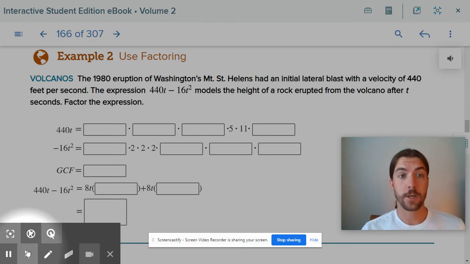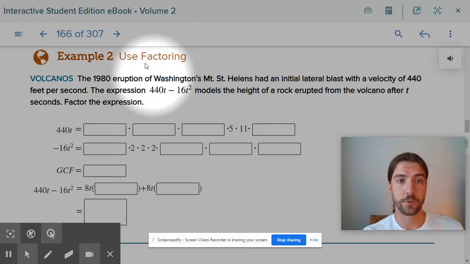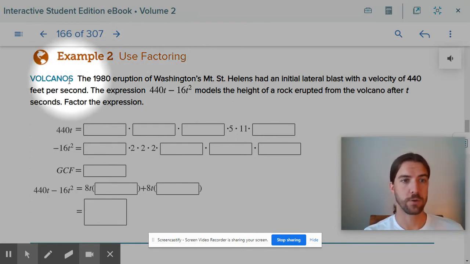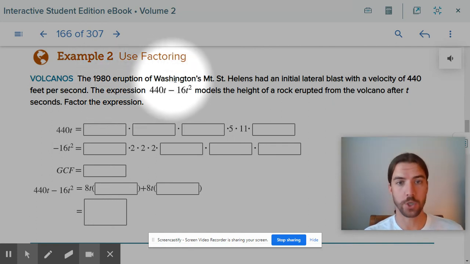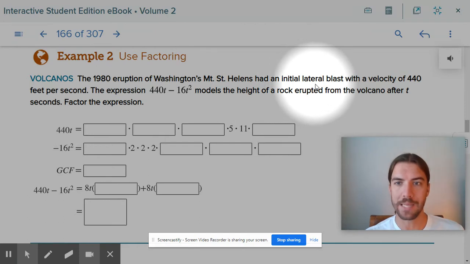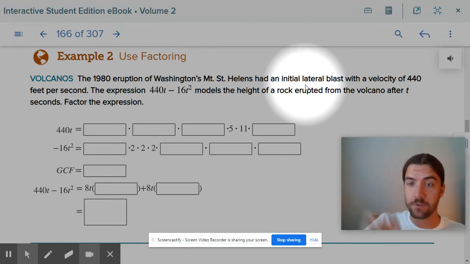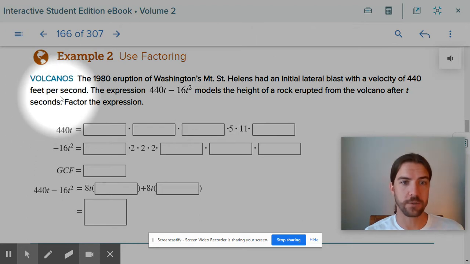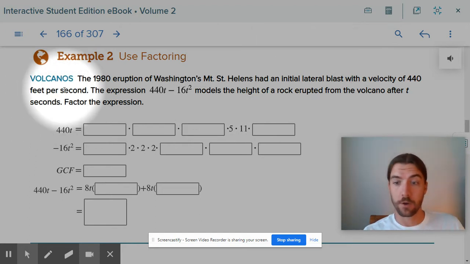Okay, so let's take a look at example number 2 here, where we're going to use factoring. So here's an example scenario. In volcanoes, the 1980 eruption of our state, Washington State's Mount St. Helens, had an initial lateral blast. Lateral means like sideways, with a velocity of 440 feet per second. So the ash was shooting out across 440 feet every second.